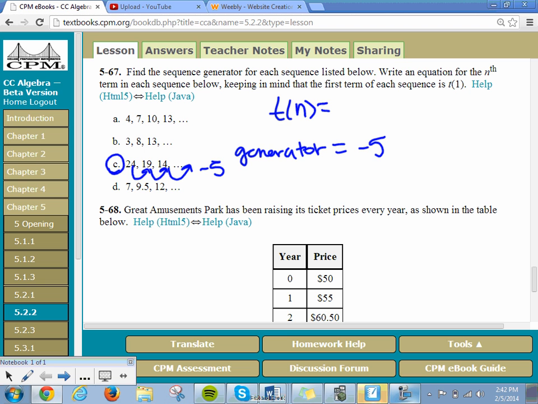And we want to put this into our equation for t of n is equal to, and again, remember our generator is our multiplier, so negative 5 times n, and then we need to figure out our starting value. So we'll go back. So before we would subtract 5, this time we will add 5, and then 24 plus 5 is 29. So our starting value in our equation is 29. Again, you should be able to check your work and see that it all works out.